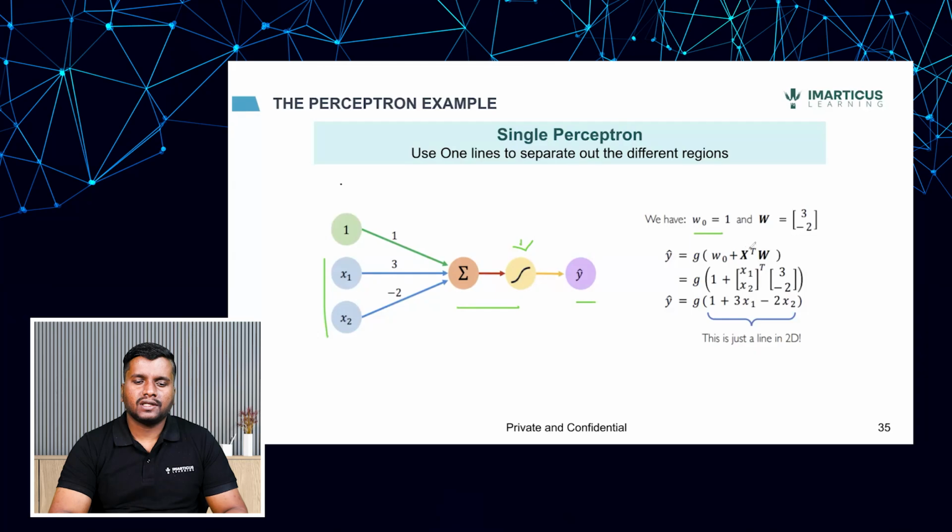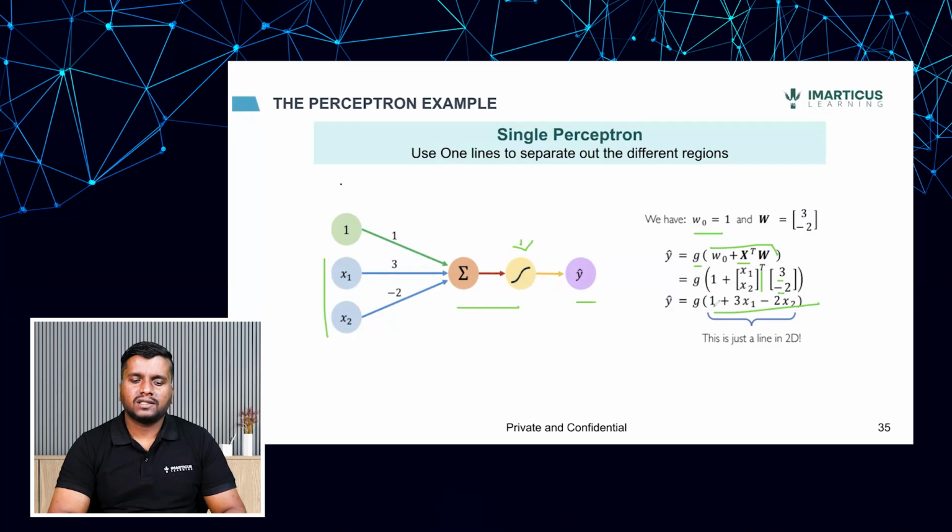If we want to process this information, we will pass this set of inputs, or the matrix, into a function g. The value of this function is going to be w0 plus x transpose w. So if we pass 1 plus the transpose of the x matrix, which is x1, x2 as a vector, and w is the weight 3 comma minus 2, we get an equation that is 1 plus 3 into x1 minus 2 into x2, based on the values of 3 and minus 2.